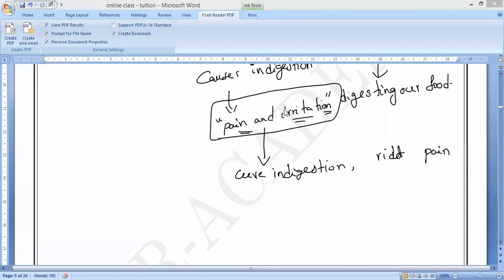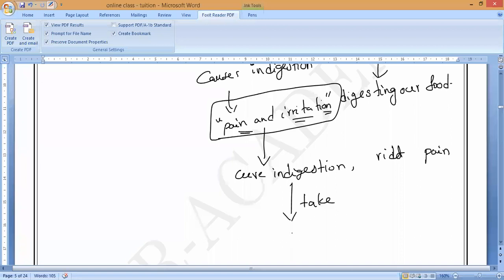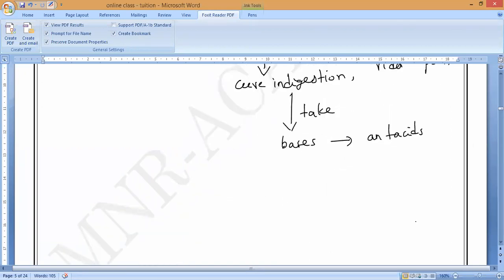We have to take bases, which will cure indigestion. Sodium hydrogen carbonate. If we want to get rid of pain, we have to take antacids. These bases are called antacids, or anti-acids.